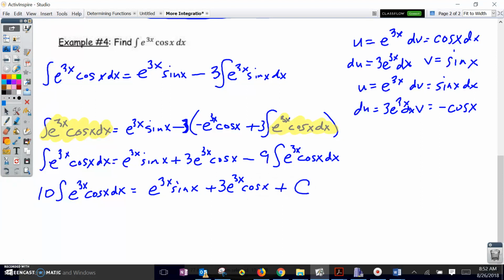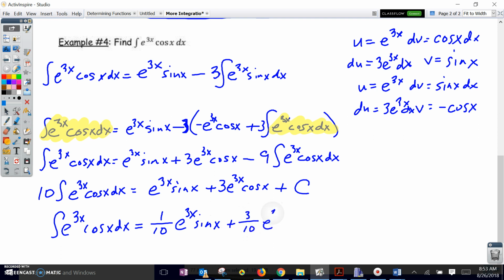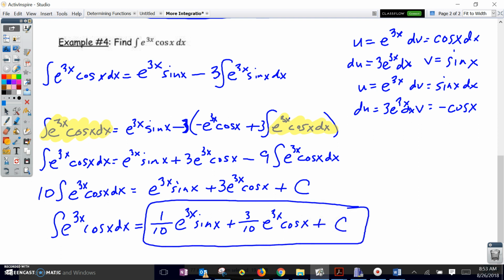And now I introduce my constant of integration. Now I'm going to divide both sides by 10. And that's going to give me the value of the integral that I'm looking for. So we've got 1/10 e to the 3x sine of x plus 3/10 e to the 3x cosine of x plus c. And there's my integral. And that's the end of that video on solving for the unknown integral.